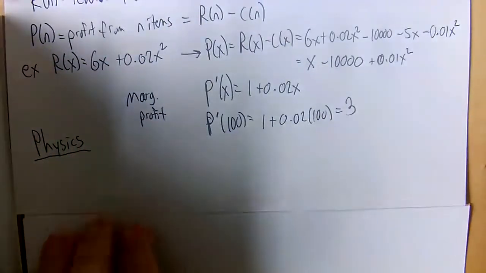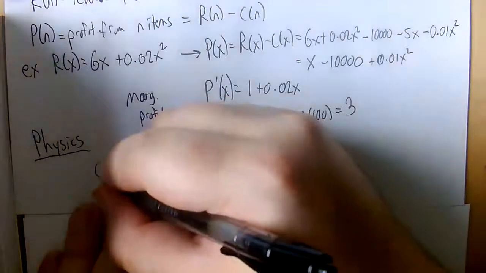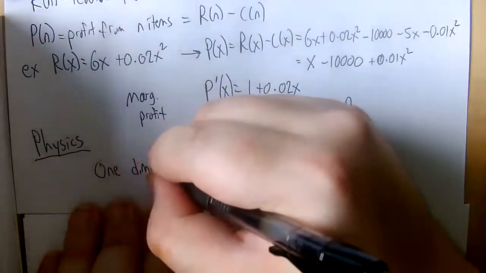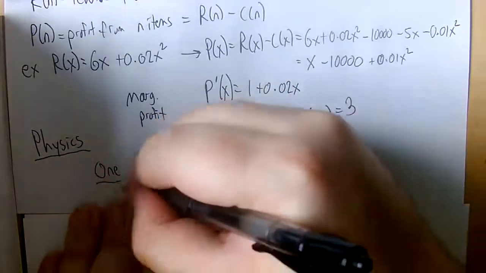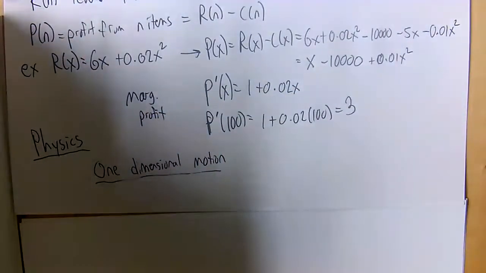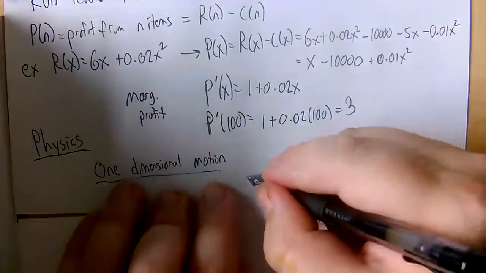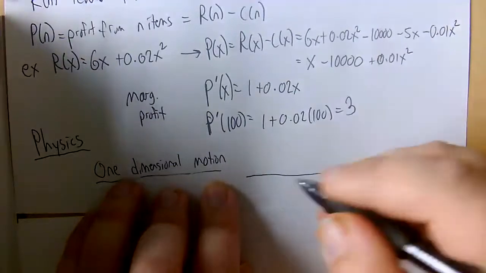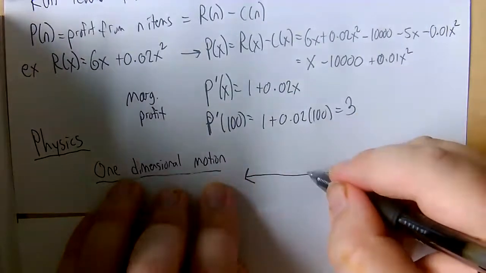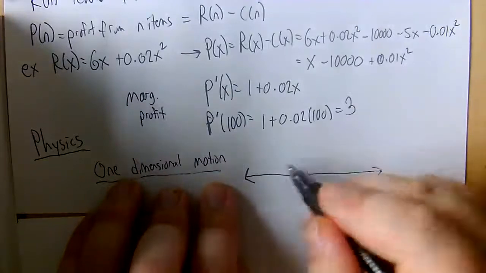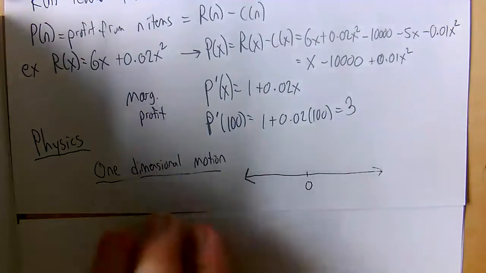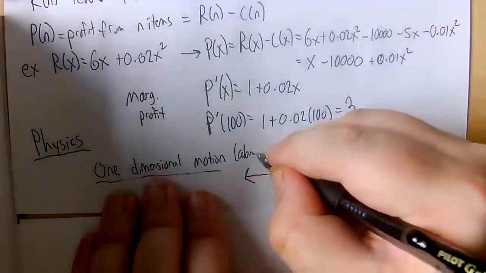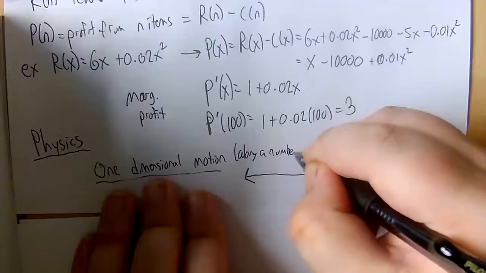So what we're going to do is we're going to explore one-dimensional motion. Okay, now what is that? The best way to imagine this is if you have like a train on a train track, which we're going to represent as a number line, and we can move either to the left or to the right, but not up or down or back and forth. So it's motion effectively along a number line.